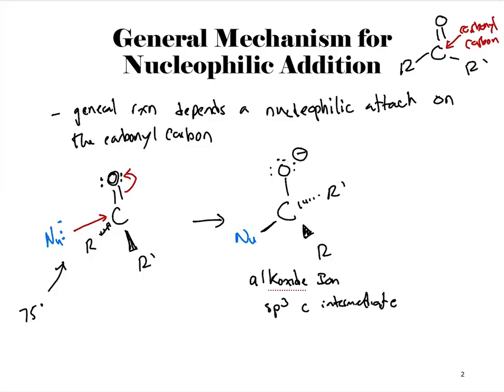And then, depending on the conditions that we have, so let's say that we have acidic conditions, where most of the time we can do this either in basic or acidic conditions. So we add H3O plus in this solution. Well, then the H3O plus is going to protonate the alkoxide ion and then generate water as a byproduct. And so what we end up with is a tetrahedral alcohol in this case, right?